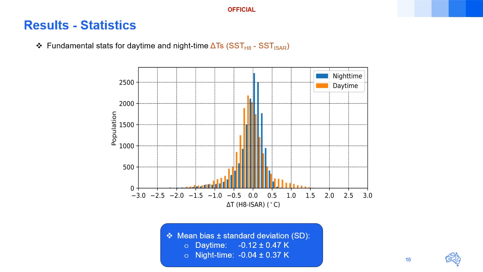We can easily see that the blue measurements are clustered close to 0K in the middle, and the distribution of the daytime measurements, delta T's, are wider with thicker tails on both ends. Now, number-wise, the daytime mean bias here is minus 0.12K, standard deviation of 0.47K, and the nighttime, the bias is much closer to 0, and the standard deviation is also smaller at 0.37K.